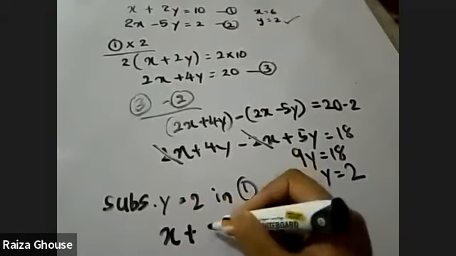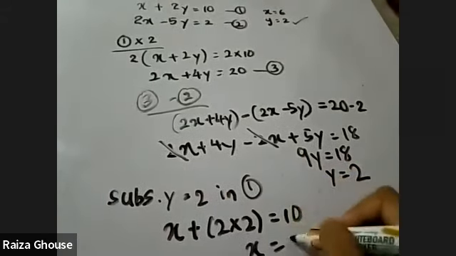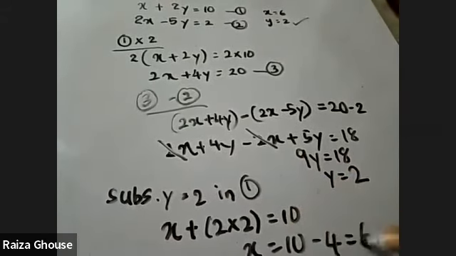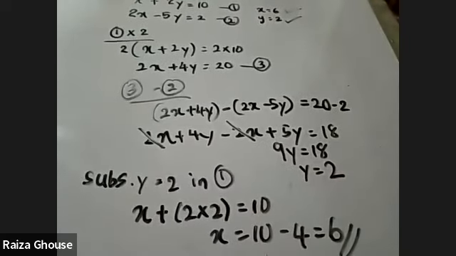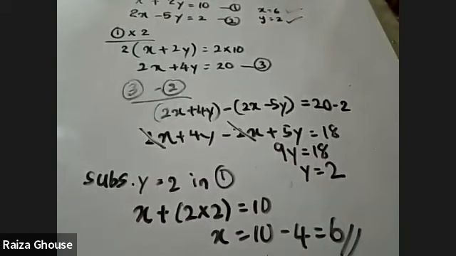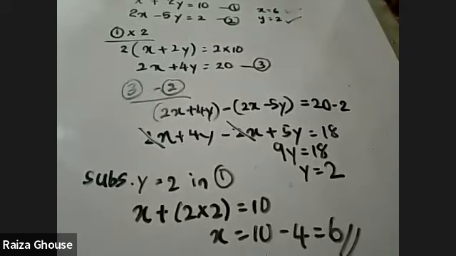x plus 2 into 2 equals 10. So x is equal to 10 minus 4, that is 6. So this answer is also correct. You should get y equal to 2 and x equal to 6. Raise your hand if you got both answers correct. Okay, very good. Everyone has got it.